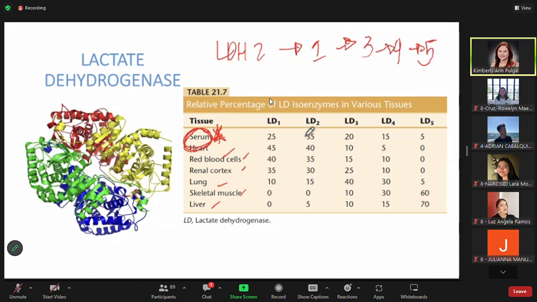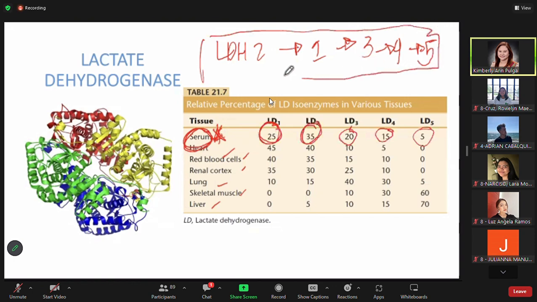Pinakamataas po sa serum, si LDH2, 35%. Followed by LDH1, 25%, and then 20% for LDH3, 15% for LDH4, and 5% for LDH5. So ganito ang arrangement, kumbaga ito yung normal percentage ng isoenzyme fractions ni LDH in the serum sample. Okay, pag measure natin yung bawat isoenzymes.